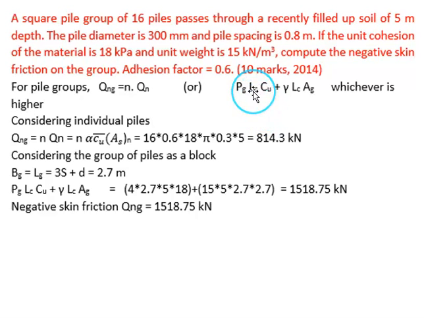Then by considering the entire pile group as a block, the width of the pile group equals 2.7 meter, and we have to find the area of the pile group and then the perimeter of the pile group. So by taking the area and perimeter of the pile group in the equation, we can calculate the value of negative skin friction on the entire group, and then the higher value of these two will be taken as the negative skin friction of the pile group.